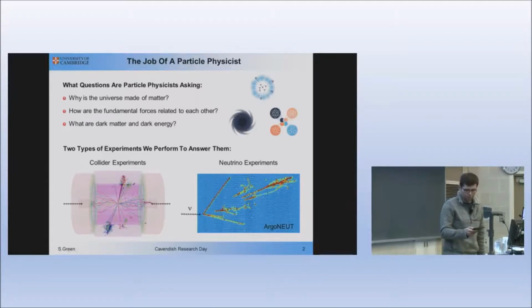Now, there are two types of particle experiments that particle physicists often perform in an attempt to answer these questions. And they are collider experiments and neutrino experiments. This is not an exhaustive list, by the way. There are others, but these are some major ones that Cambridge is involved with.